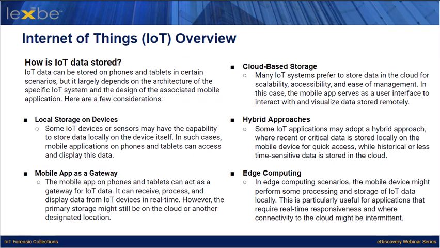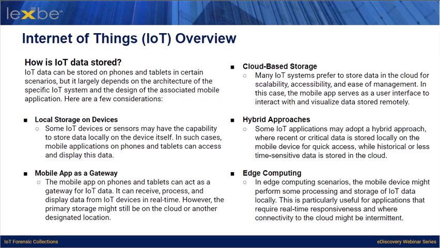Then there's the hybrid approach, where some IoT applications may have the data stored locally on the device for quick access, but all the other historical data or less time sensitive data is stored in the cloud. So it's kind of both, two different places you can access the data from.